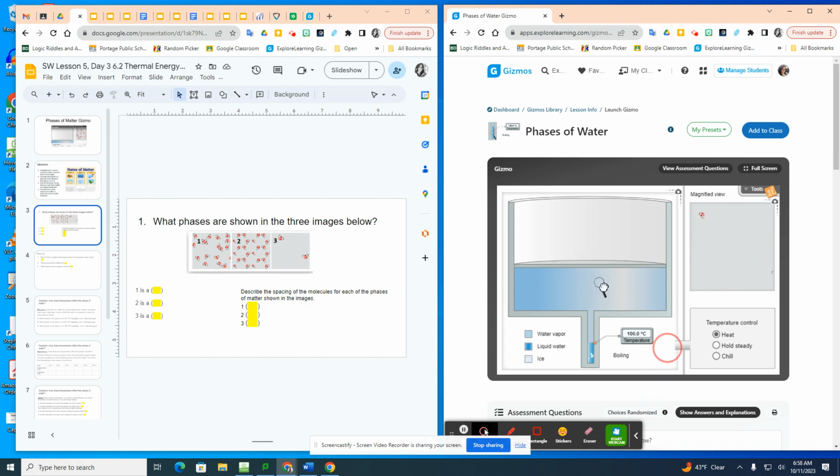We're going to take a look at what these particles look like as a gas. All right, so they're very far and spaced apart, very random. All right, and so what picture do you think that matches? And again, this is a gas, water evaporating up into the system.